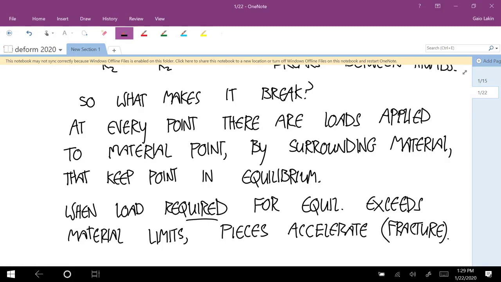So to measure when something is going to break, you don't want to measure the external loads applied to it. You want to measure what are the loads that the material has to apply to itself at different points in order to keep it from breaking apart. And that's the idea of stress. It's also the idea of internal loads in beams.